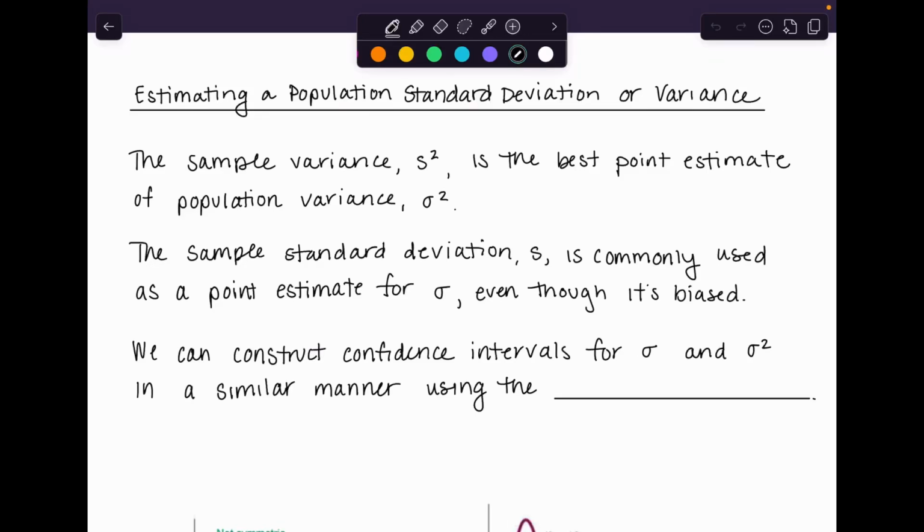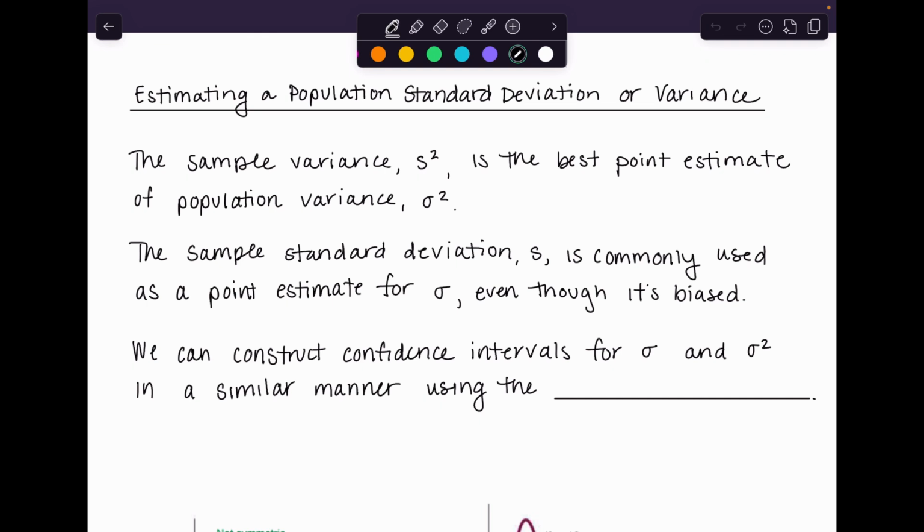The next thing we're going to talk about for confidence intervals is for population standard deviation and also population variance, since the two of those go hand in hand. So we know that the sample variance, which is S squared, is going to be the best point estimate for the population variance, which is sigma squared.